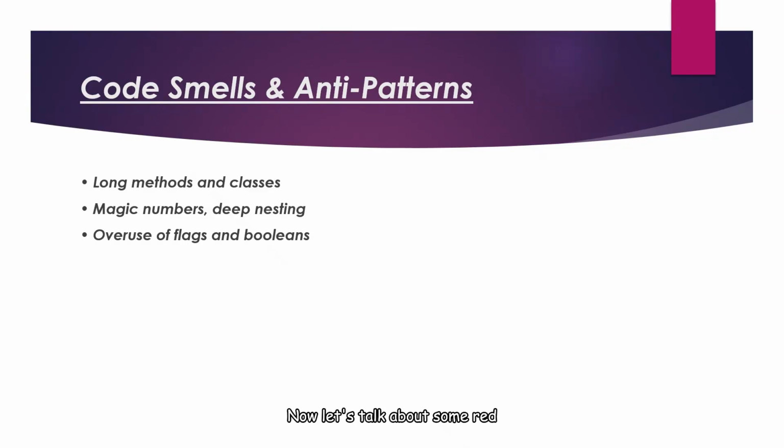Now let's talk about some red flags, things that make code hard to read or maintain. Long methods, huge classes, and deeply nested conditions are often signs of trouble. Magic numbers, that is, hard coded values without context, should be replaced with named constants. Overusing flags, booleans, or writing code that has to check too many conditions often points to poor design. These are all considered code smells. While not outright errors, they are signs that your code could be improved through refactoring.